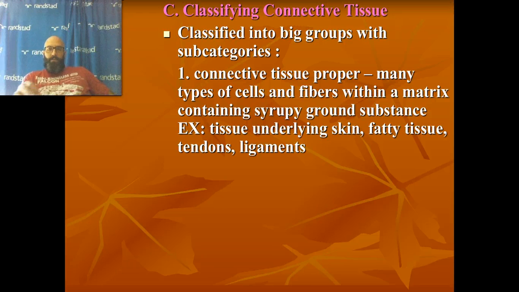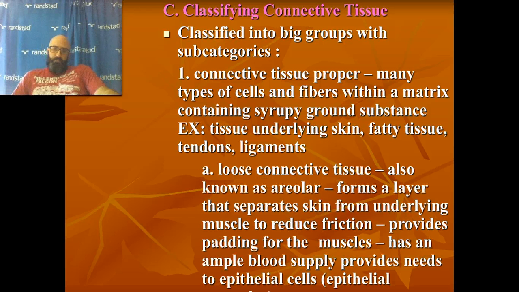So the very first big group we're going to talk about is called connective tissue proper. Basically, this is any kind of connective tissue that has what you would call like a syrupy, a very thick, viscous ground substance, and all the cells and fibers are distributed within the matrix. This can either be in an organized fashion or an unorganized or disorganized fashion. But example is the connective tissue that's just underneath your skin. You have fatty tissue, tendons, and ligaments.